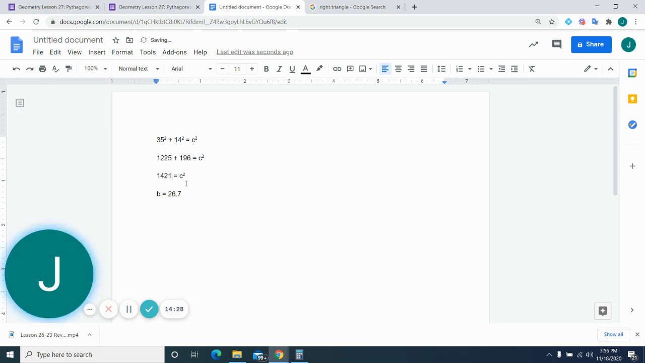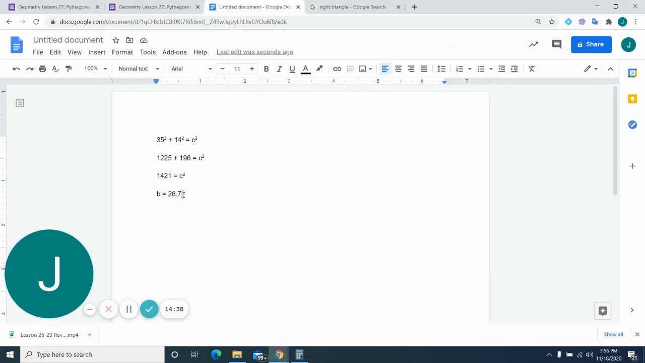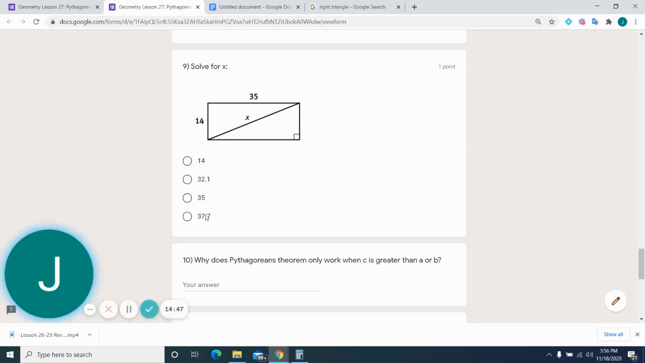And then you need to do square root of both sides. So let's find out the square root of 1421. So for me, I can just press this. Square root of it is 37 point, we'll round that to 7. So we get 37.7 for us equals C. So 37.7, there's our answer.